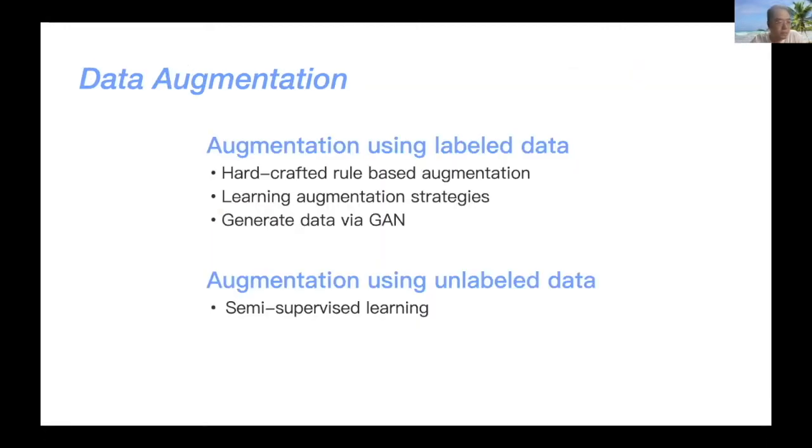So in the last few slides, I talked about how to deal with the small data issue from the point of view of the model. Actually, we could also think about this problem from the point of view of data. So how do we do data augmentation? Usually we can use some handcrafted rules or just apply augmentation strategies to get more data.